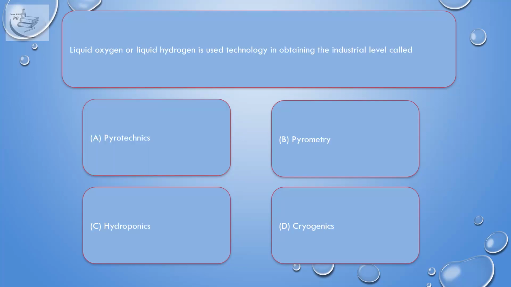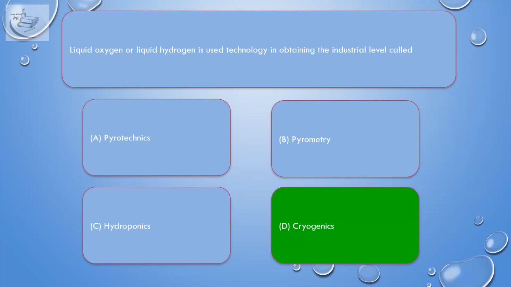Question: the technology used in obtaining liquid oxygen or liquid hydrogen at the industrial level is called A. Pyrotechnics, B. Pyrometry, C. Hydroponics, D. Cryogenics. Correct answer is D. Cryogenics.